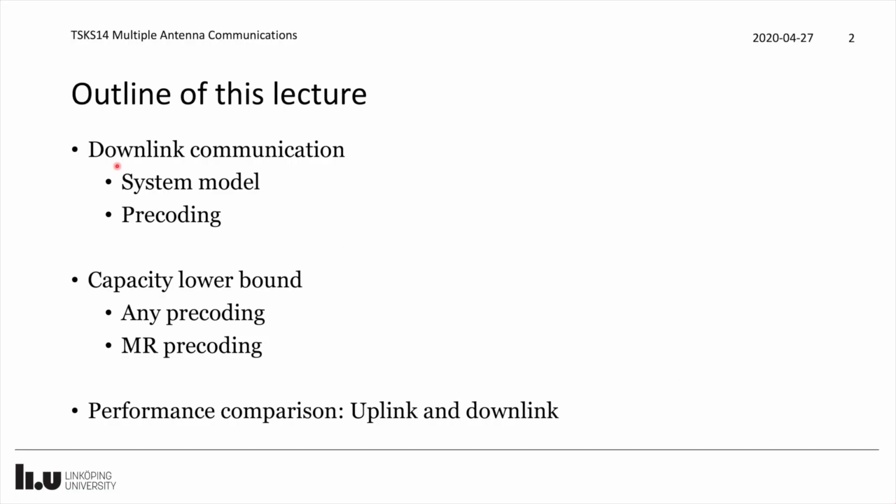In this lecture, we will focus on the downlink communication. We will first go through the system model, then we'll talk about precoding, and finally we will go through some capacity lower bounds, first for any precoding and then for maximum ratio precoding. And we will wrap up by comparing the expressions that we can get in the uplink and in the downlink and see some of the differences and similarities.